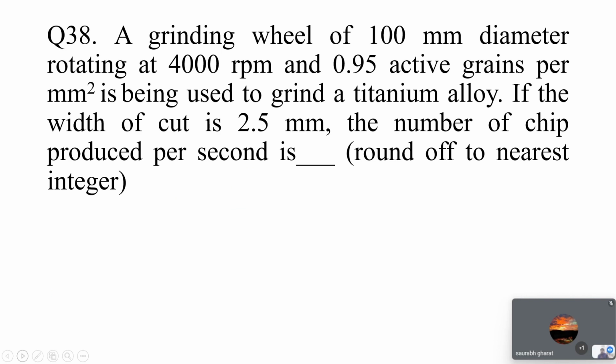A grinding wheel of 100 millimeter diameter, rotating at 410 rpm and 0.95 active grains per millimeter square, is being used to grind a titanium alloy. If the width of the cut is 2.5 millimeter, the number of chips produced per second is. Again, you have to find the number of chips, use the formula. Check everything, the units of the formula.